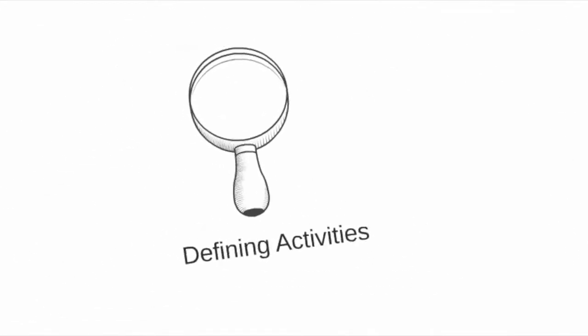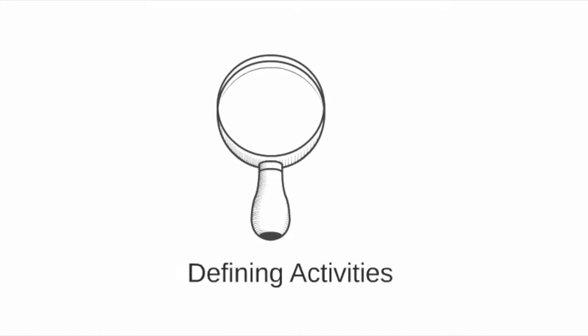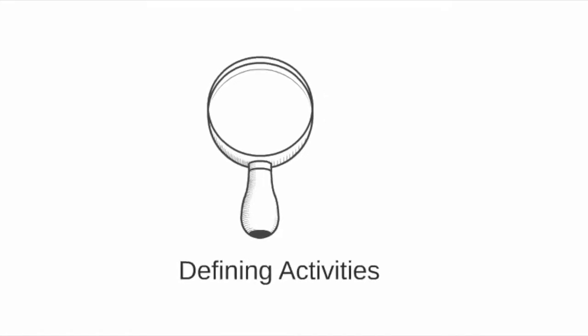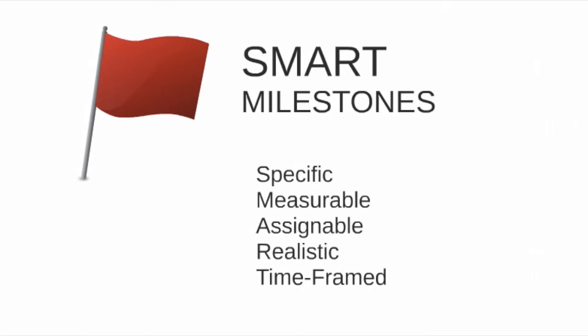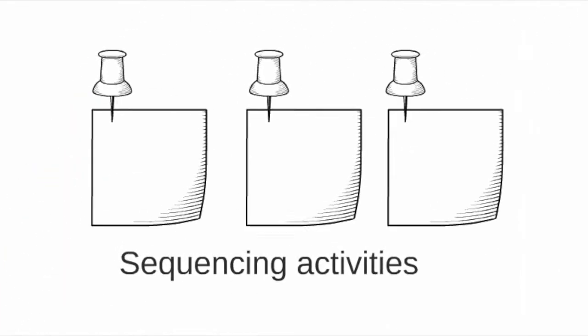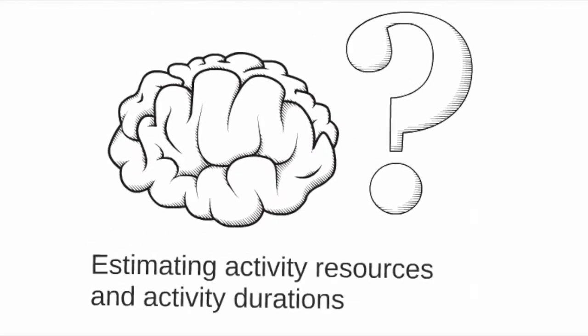Next, activities and milestones needed to complete a project should be identified and defined. When defining project milestones, it is important to ensure all milestones are SMART, or specific, measurable, assignable, realistic, and time-framed. Next, activity relationships should be identified and defined in order to properly sequence activities. The next processes are identifying and estimating activity resources and activity durations. Duration estimates should include both time spent on the project and elapsed time.